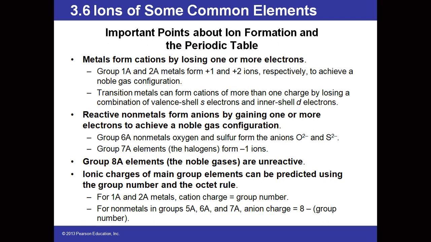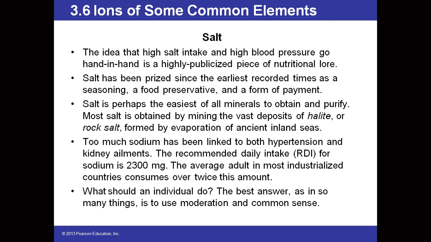Now, as far as the behavior, the ionic charges of main group elements can be predicted using the group number as well as the octet rule. So use that to decide how an atom is going to behave when forming an ion. As I highlighted, group 1 will lose one electron, group 2 will lose 2 electrons, and so forth. So you want to keep that in mind.